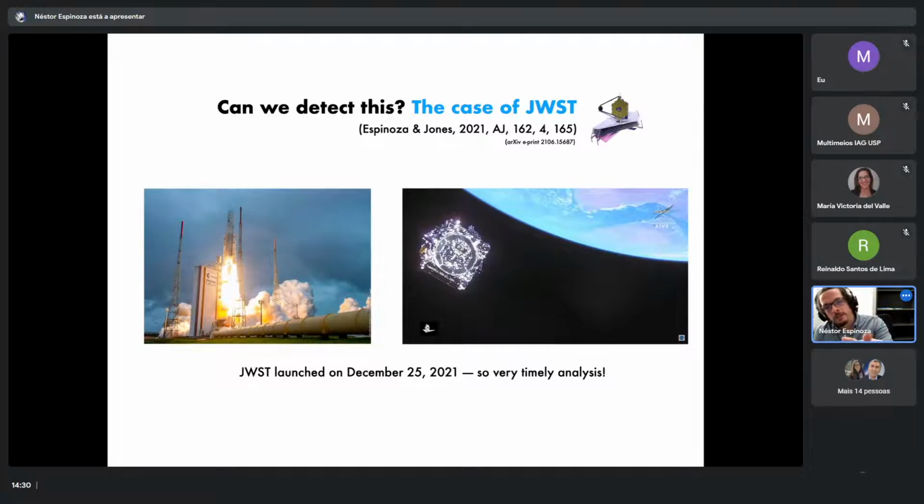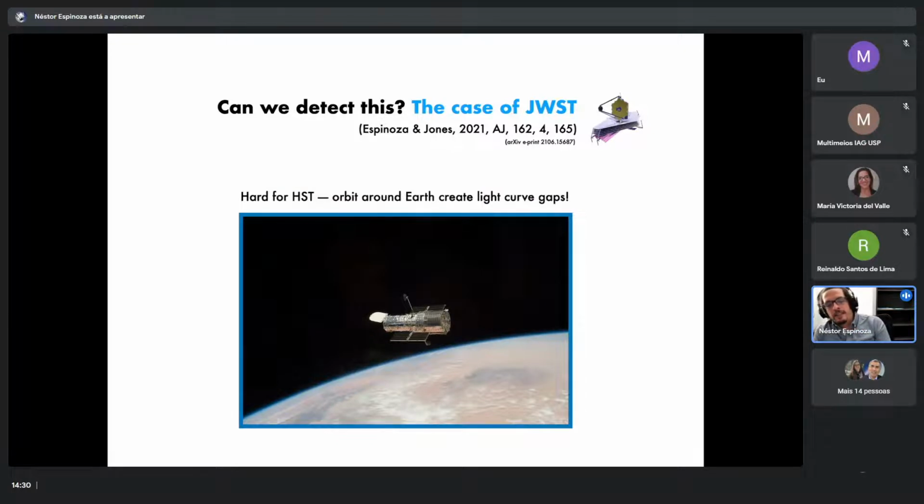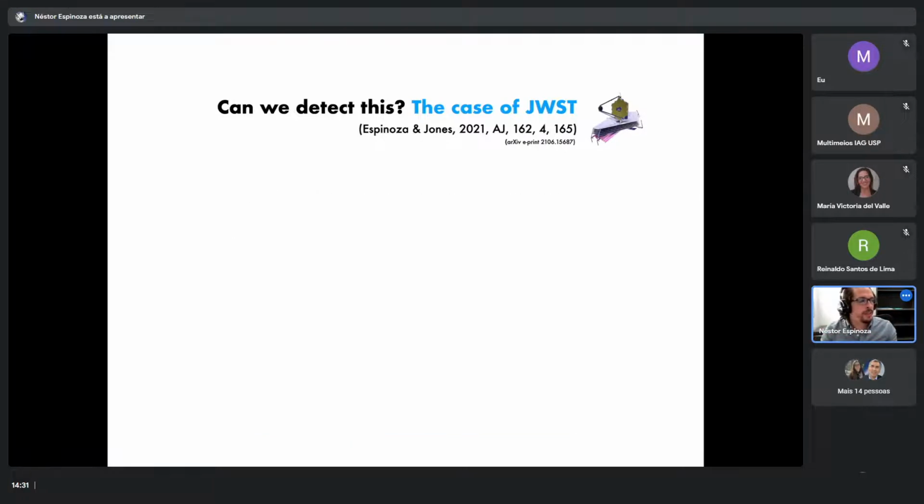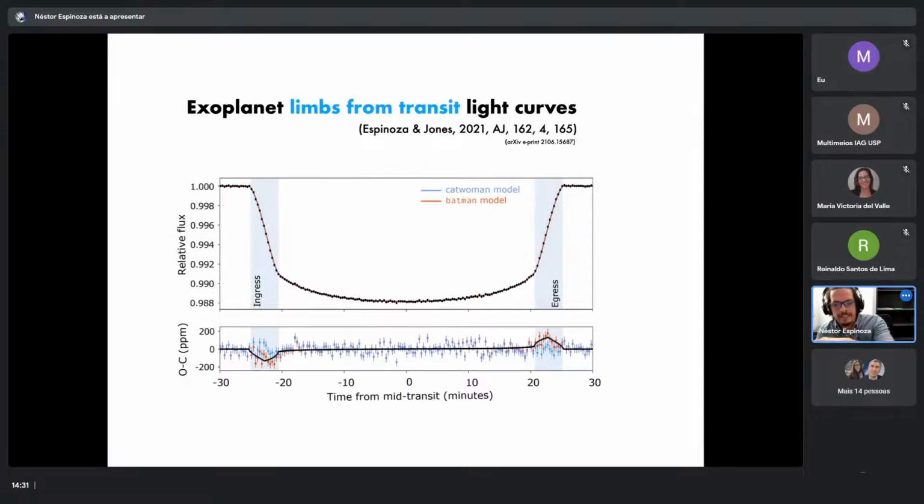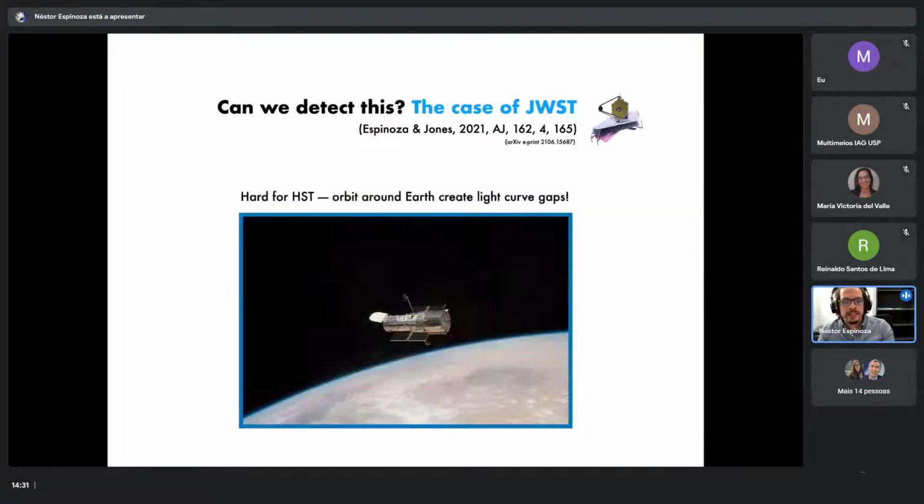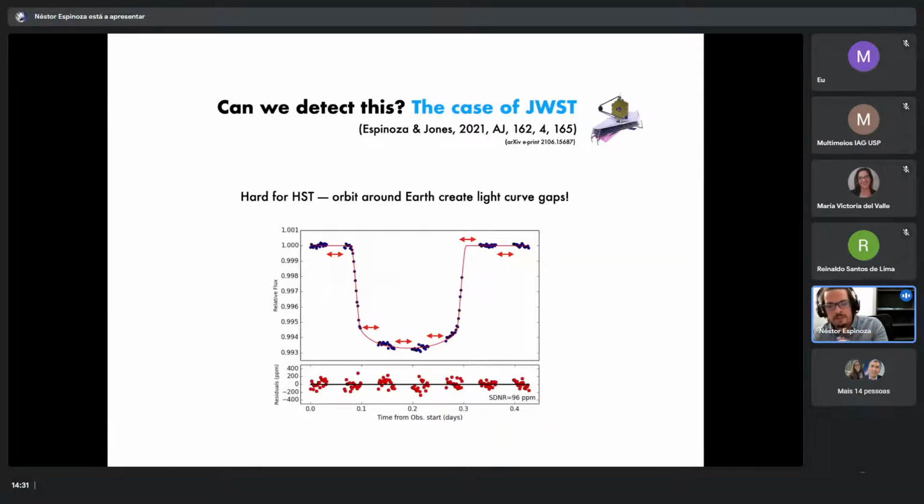So we started looking into how these limb detections could happen with JWST. Some of you might be wondering, why don't you do it with already built telescopes like HST, the Hubble Space Telescope? Doing this kind of analysis with Hubble is tough because Hubble orbits around the Earth, and this creates gaps in the light curves. Remember that we were trying to measure these little dimmings in ingress and egress, which last like 20 minutes. But because HST goes around the Earth, there's a portion of the time while observing an exoplanet in which it just cannot observe, and this is indicated by the red arrows. These gaps in the light curve kill the possibility of measuring this in most exoplanets. There's a handful in which we could do it, but it's really tough. So that's why we went with JWST.